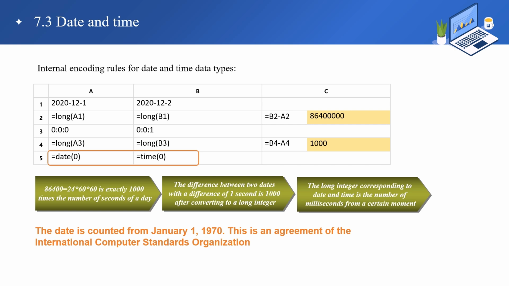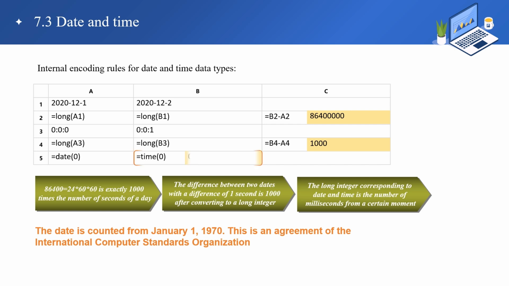Interestingly, several days in history are not exactly 86,400 seconds, and the long integer value corresponding to a date is not always the number of days from January 1st, 1970 multiplied by 86,400,000. Interested readers can program to find out which days, and then search the internet to see why these dates are not 86,400 seconds. With the skills we have learned till now, readers should be able to do this.